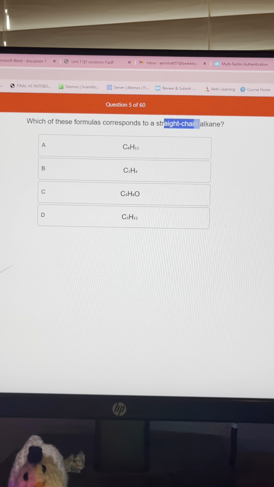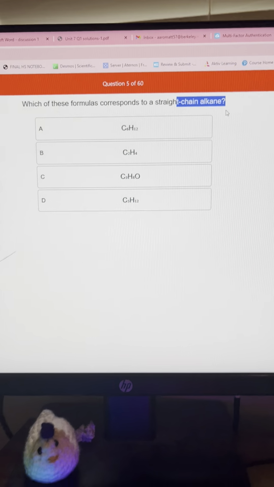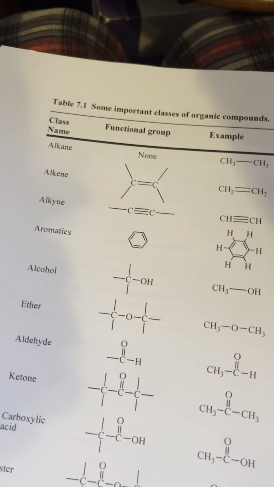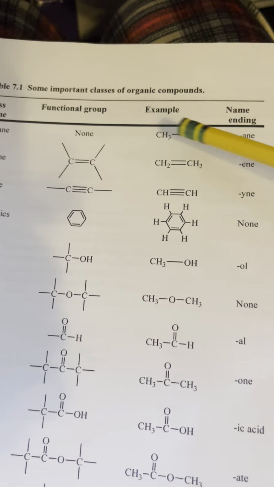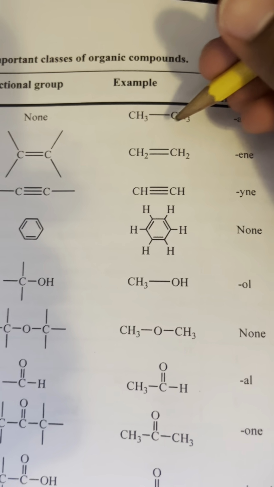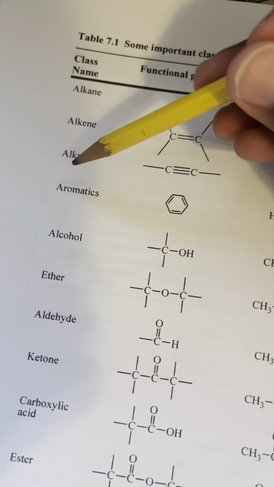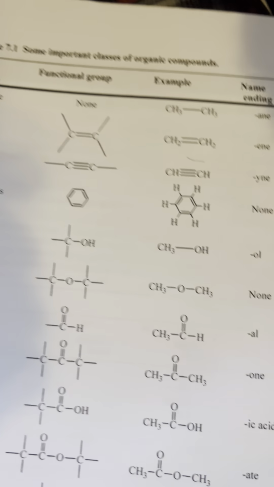So what is a straight chain alkane? Alkanes are a kind of organic compound. They always have single bonds. Alkenes have a double bond, and alkynes a triple bond. That's important for later.